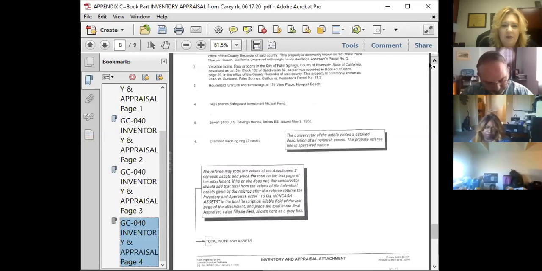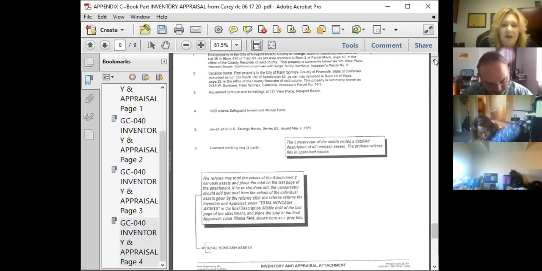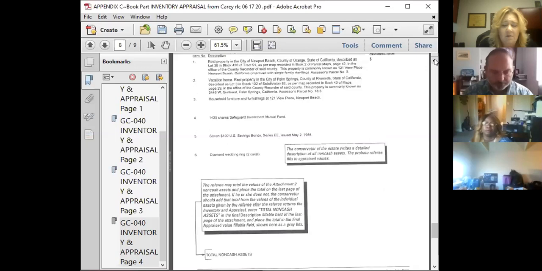The other examples we've had on this page involve animals, for instance a horse that's typically worth quite a bit of money. You would state the horse if you know what type of breed it is. If not, state where the horse is located, the stables, etc. If it's on the property, of course, state that. And then you will just provide those other things.